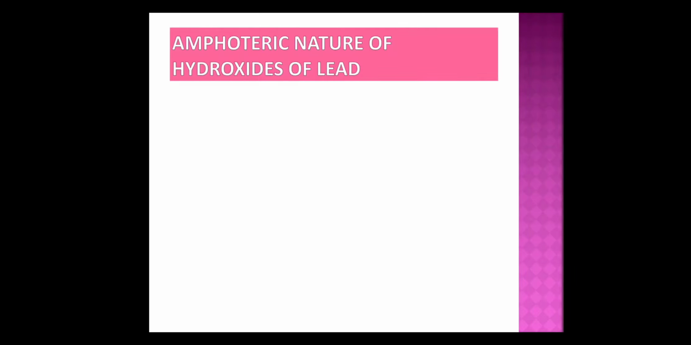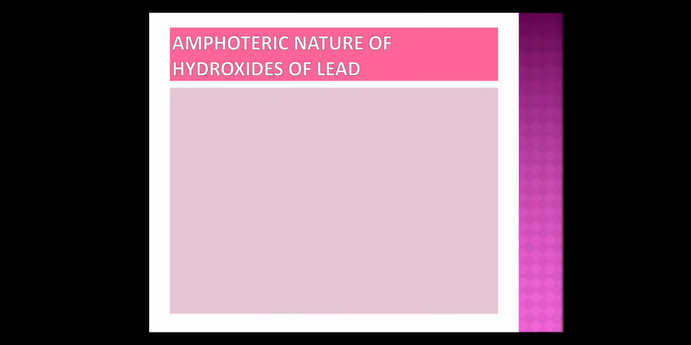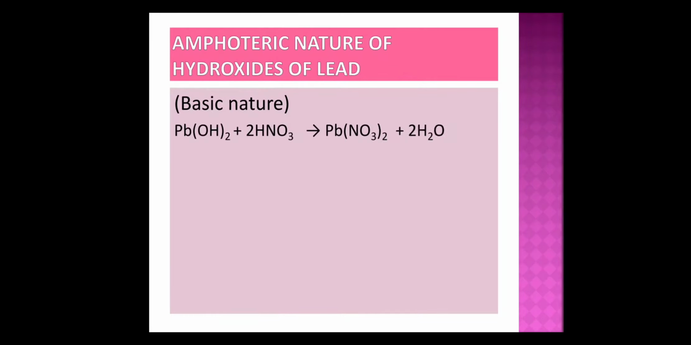Now let us see the amphoteric nature of the hydroxide of lead. So let's see how lead hydroxide shows its amphoteric nature. First, we'll see its basic nature. Lead hydroxide reacts with nitric acid to give us lead nitrate and water. So it shows its basic nature here. It is reacting with the acid to give us salt and water.